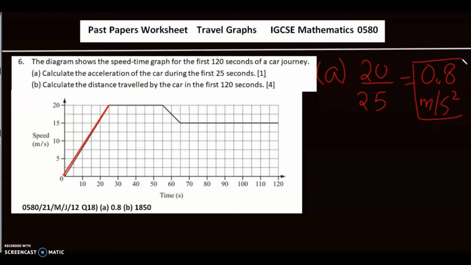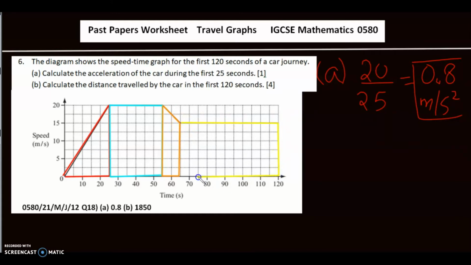Part B, calculate the distance traveled by the car in the first 120 seconds. So we'll have to divide it into further shapes. So this is a triangle. Then we have a rectangle. This is a rectangle. Then we have a trapezium. And then we have another rectangle. So find areas of all these compound shapes and then add them. And in the end we have a rectangle.